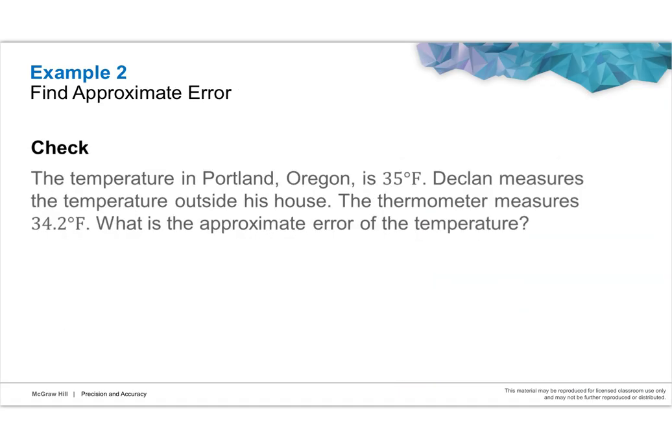For the check on page 131 of example 2 concept here, we're asked to find the approximate error of the measurement. So that's just going to be a quick absolute value and a subtraction. We're going to take the actual measurement of 35 degrees, and we're going to subtract the estimated measurement of the thermometer, and we will get, of course, 0.8 degrees Fahrenheit.